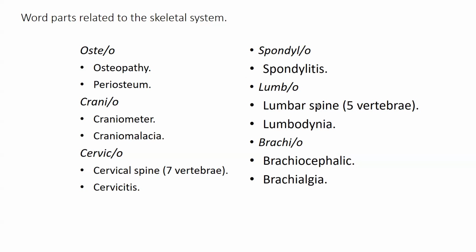Lumbo, as I mentioned before, refers to the lower back. So the lumbar spine or lumbodynia. Lumbodynia refers to pain in the lower back. Brachio refers to the arms. So brachiocephalic would refer to both the arm and the head. You have a brachiocephalic artery. Brachialgia means arm pain.